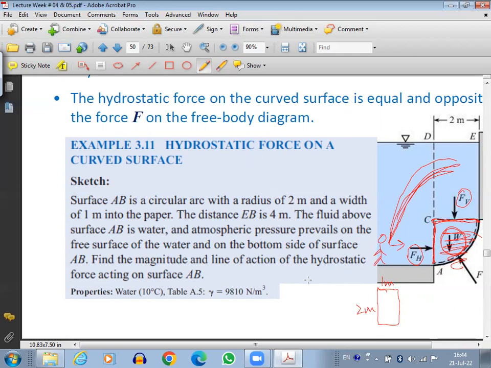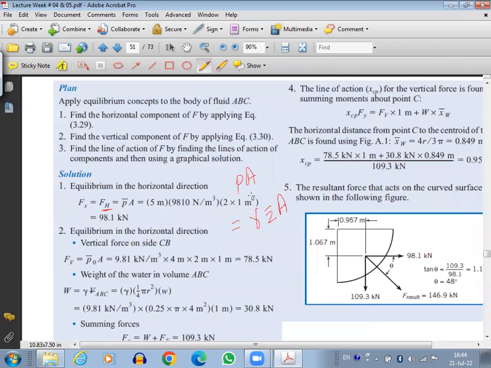So is it clear? The area will be 2 by 1. So 2 meter by 1 meter is the area. Is this clear? Area is done.